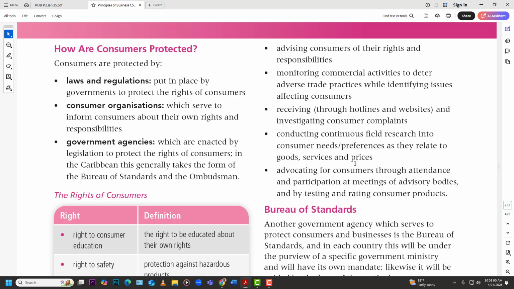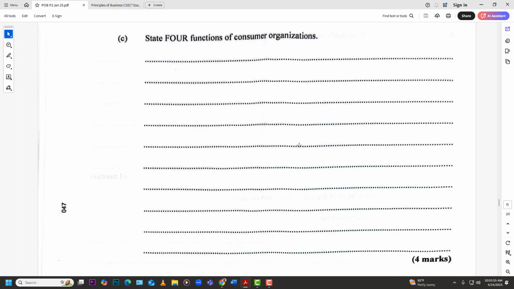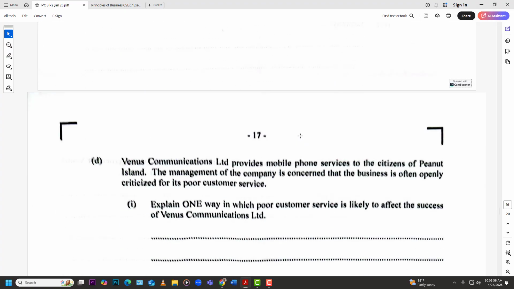And of course, the next one is to advocate for consumers through attendance and participation at meetings for advisory bodies, and by testing and rating consumer products, right? So as an organization, you go to different industry events to say, okay, this is what's happening, this is what's new, now I know that, I can go and tell my customer base what's happening. So they attend those meetings on our behalf. And some of them also engage in testing this product to see if it's good or not, to see if it does what it says, give it a rating, that kind of thing. So those are some of the functions of the consumer organizations. 4 marks for that one.